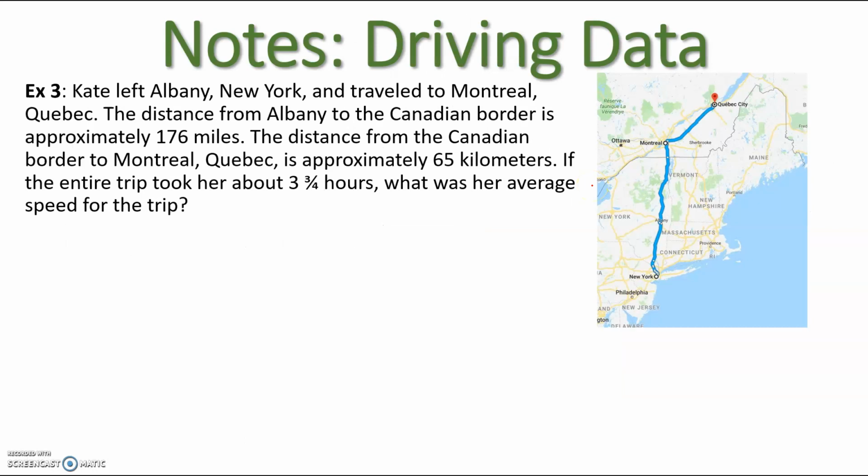Example 3. Kate left Albany, New York to travel to Montreal, Quebec. The distance from Albany to the Canadian border is approximately 176 miles. The distance from the Canadian border to Montreal, Quebec is approximately 65 kilometers. If the entire trip took her about 3¾ of an hour, what was her average speed for the trip?